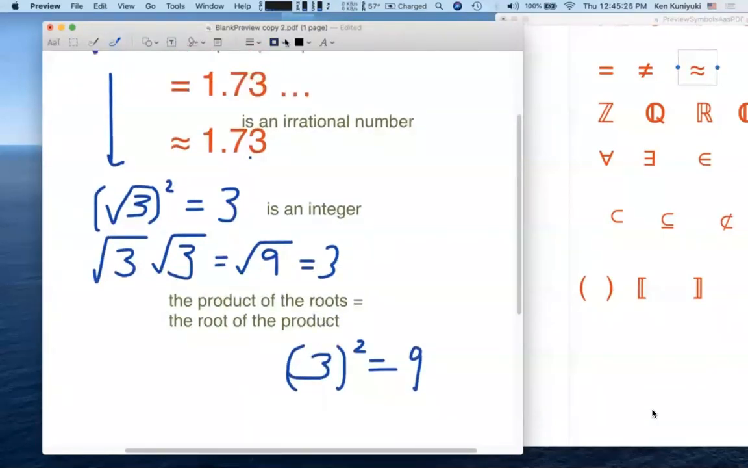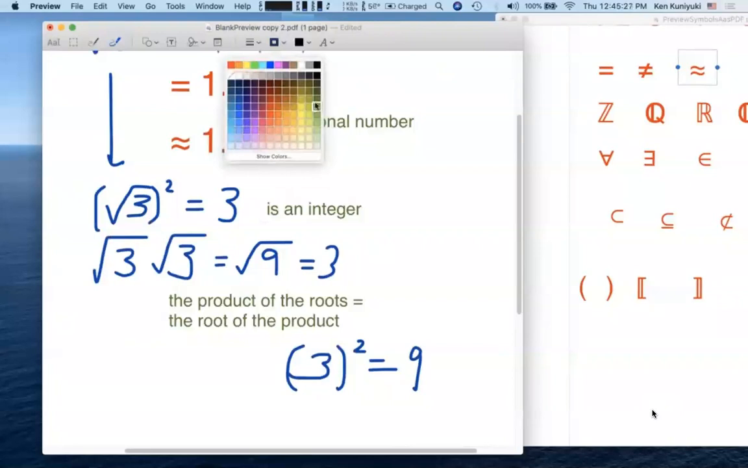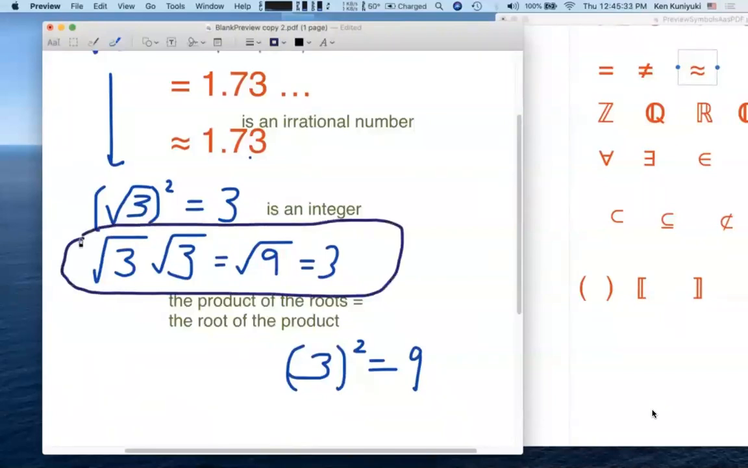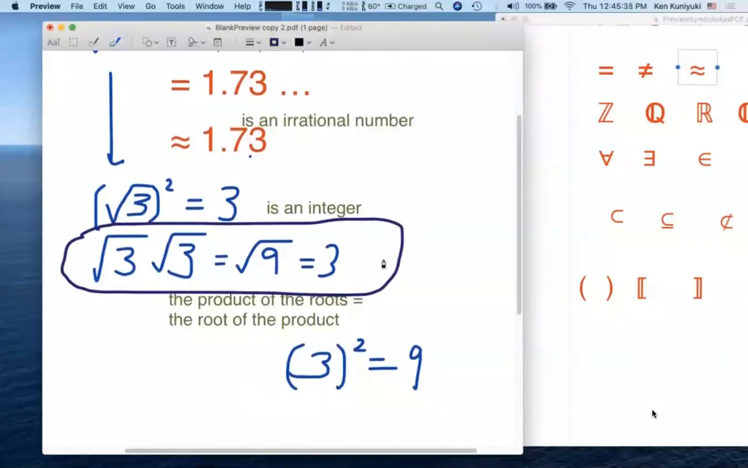So look at this. The square root of 3 times itself is equal to 3. We often use this fact when we're doing things like rationalizing denominators. So that's why root 3, when multiplied by itself, gives us a really nice number, 3, a magical integer.